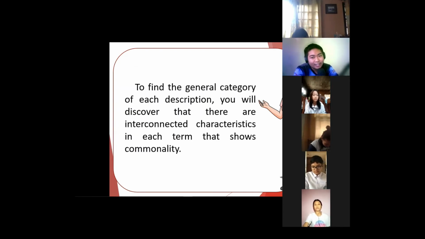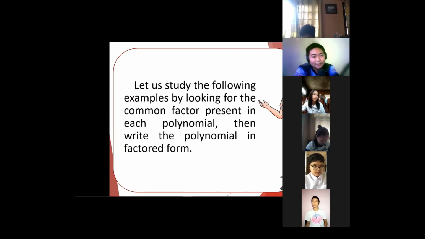So to find a general category for each description, you will discover that there are interconnected characteristics. Nasa module ninyo yan. In each term, that shows commonality. So they have something in common. Let us study the following examples by looking for the common factor present in each polynomial. Then, write the polynomial in its factored form.